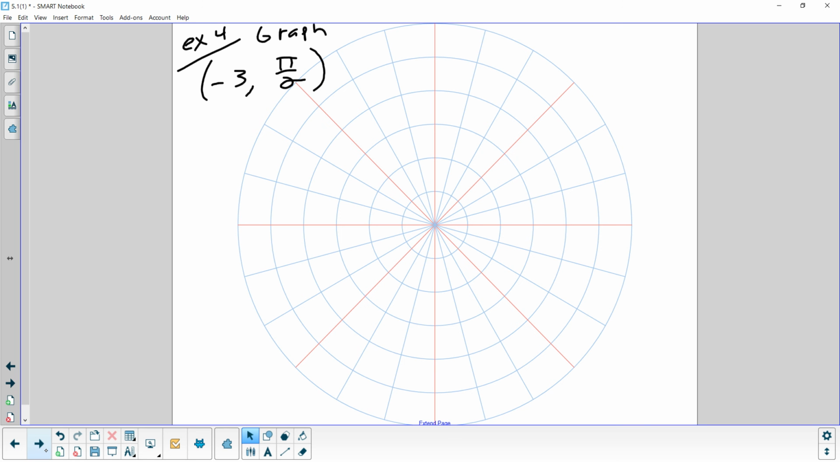All right, let's try this one. Negative 3 pi over 2. So this is the first time we've had a negative radius and a positive angle. All right, so Vivian, which way am I going to go for my radius?